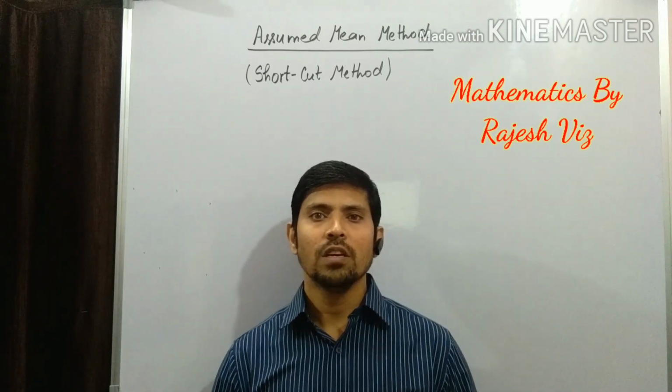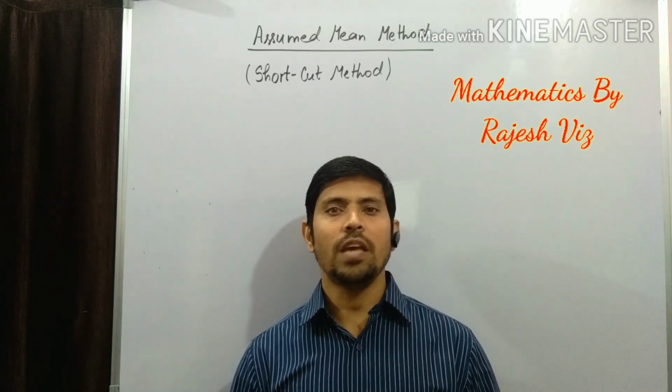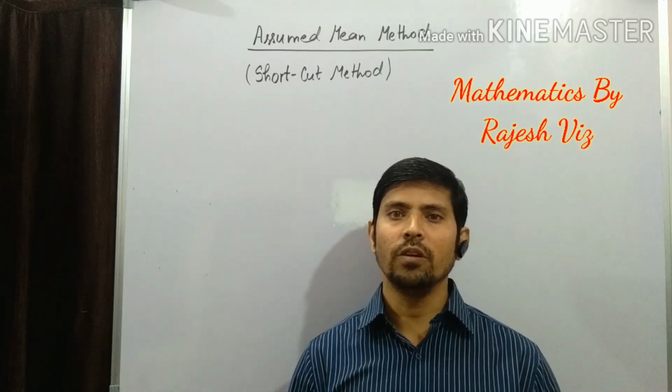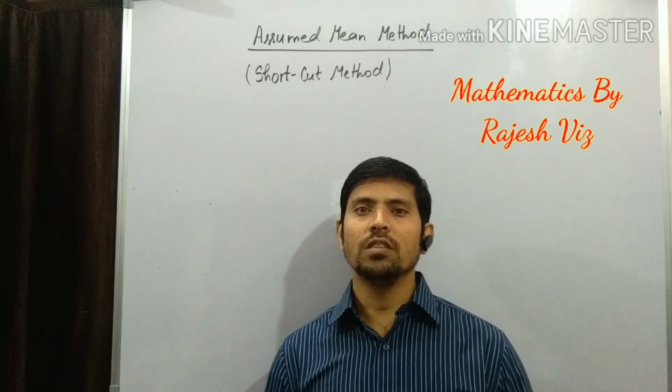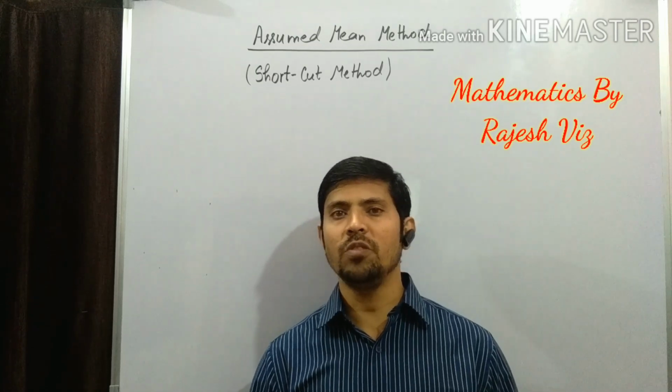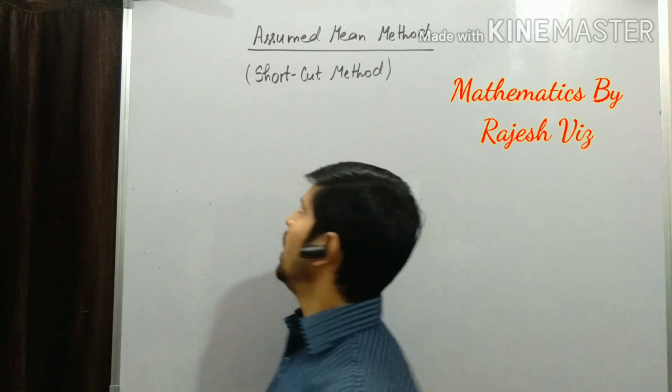Now, today my topic is the second method. This is the assumed mean method. This method is also called the shortcut method. So here first of all we will discuss the formula. What is the formula we are going to use to find the mean with the help of the shortcut or assumed mean method?